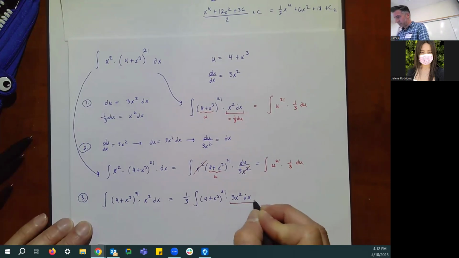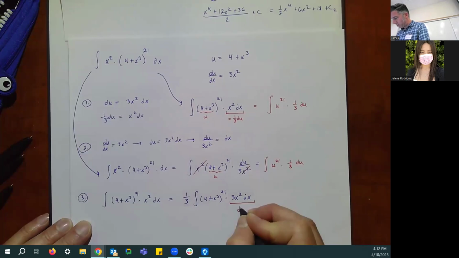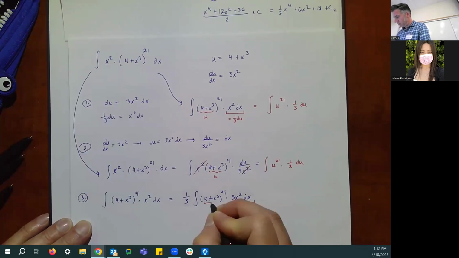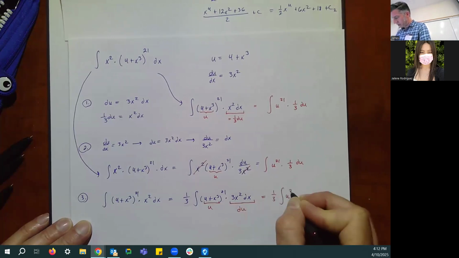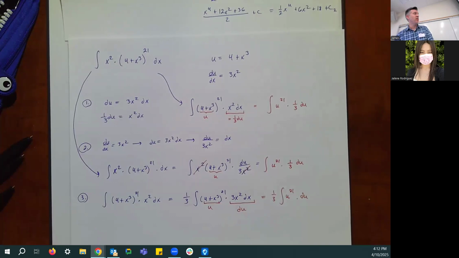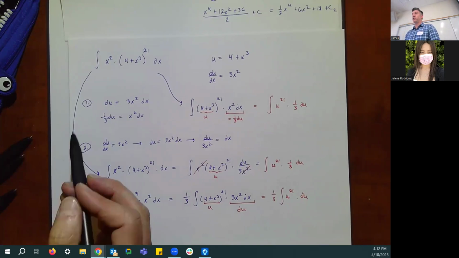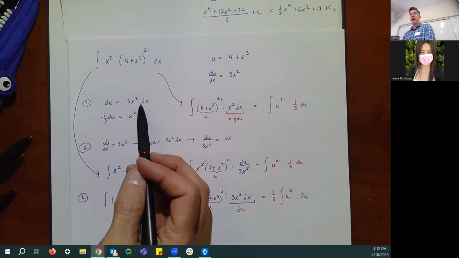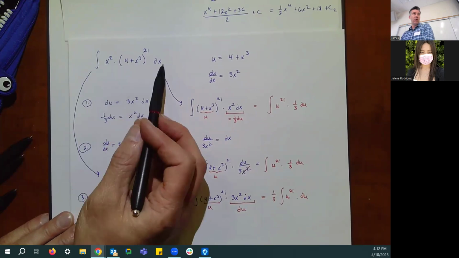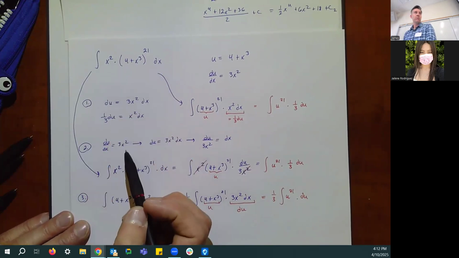3x squared dx is exactly my original du. That is my u. So again, I'm going to get 1/3 times the integral of u to the 21st times du. And hopefully you all see that no matter which way you approach it here, you're still getting to the same place. You're still getting to 1/3 times the integral of u to the 21st power. You can do it whichever way you want. I personally tend to prefer this first way, where I like to make my du dx equation look like exactly what I have inside the integral and then adjust accordingly.